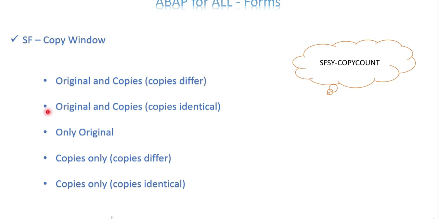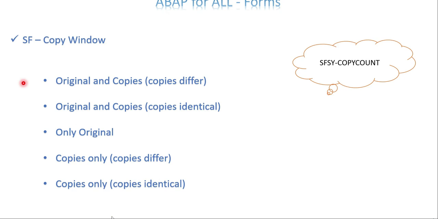And I'm saying original and copies identical. It will take the first identification of your copy. It won't differ, because the copies are identical. So the heading for all other copies is only the first one, copy 1. Same thing with only original: if you choose this option, it never touches your copy window, only the original. And copies only never touches the original, it shows only the copies. And copies may differ, the same example here. And copies only, copies identical. So this is very simple to understand.